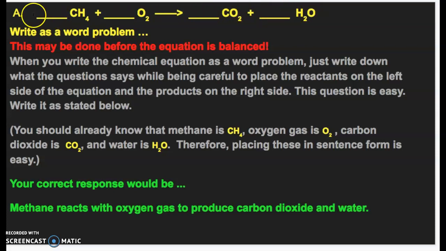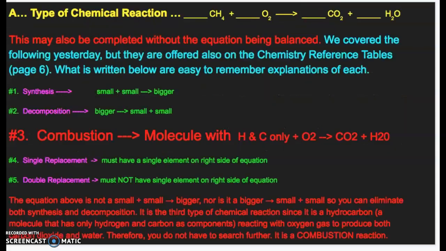We should know this. So all you have to do to put this out, once you know this, is say methane reacts with oxygen gas to produce carbon dioxide and water. Pretty simple. Let's go to the next requirement.